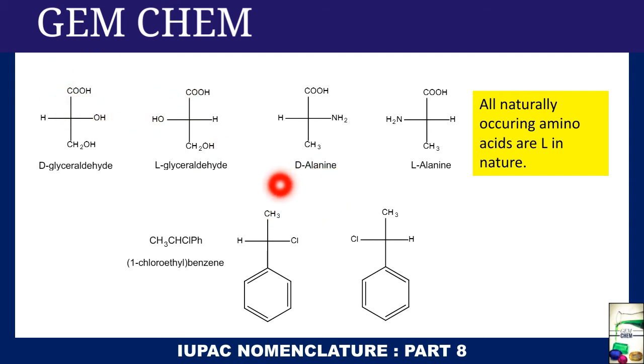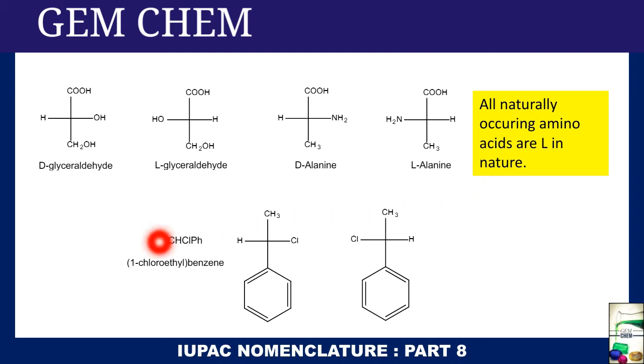Now see D-alanine and L-alanine. This is an amino acid. In the case of amino acids, the naming is given with respect to the NH2 group. Since it is on the right hand side, it is D, and this being on the left hand side, it is L. This is important to note for everything dealing with amino acids. All naturally occurring amino acids which we see are actually L in nature. And there is one exception, which we will deal with when we study amino acids.